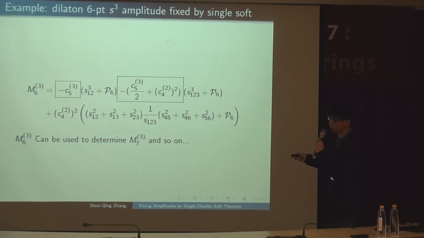Then I just solve them. Then you will find this is the result. I fixed the 6-point amplitude by the leading and the subleading soft theorem of the dilaton. And I can further use this 6-point ansatz and feed it in to fix the 7-point amplitude and so on.